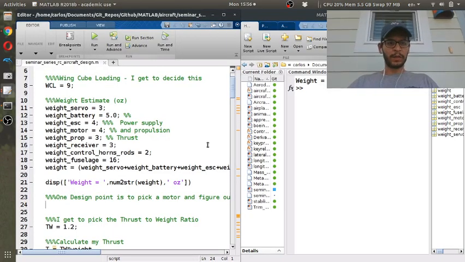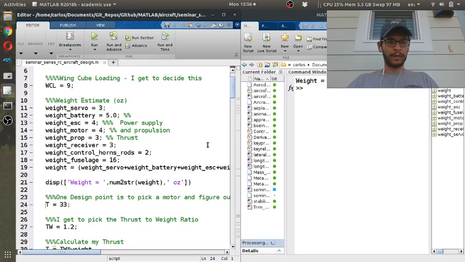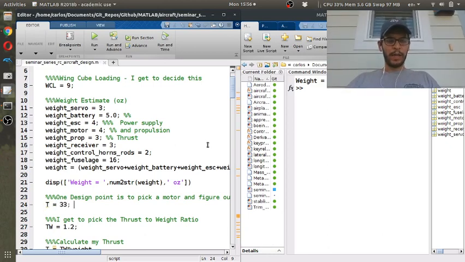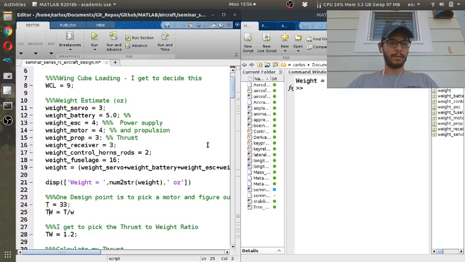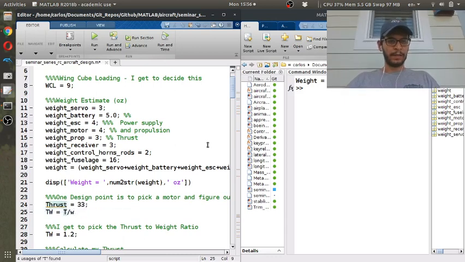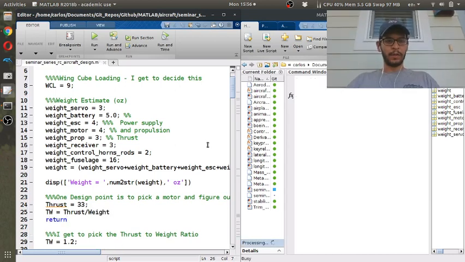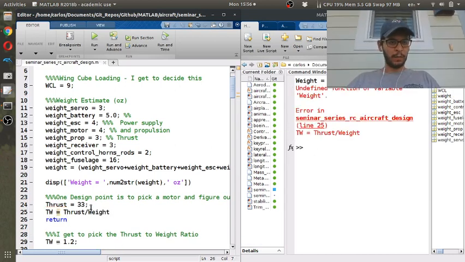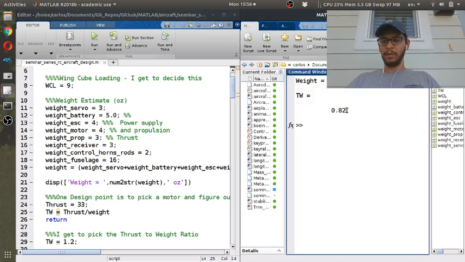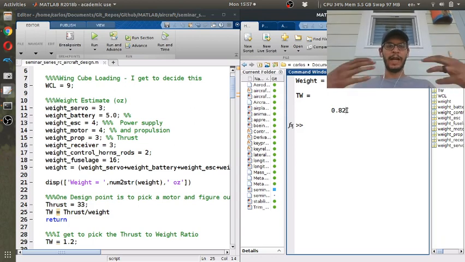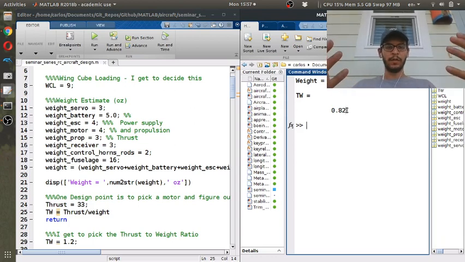Okay, folks, so it turns out that my thrust was 33 ounces. Again, if you choose the thrust value, you can then compute the thrust to weight ratio, which is thrust divided by weight, like this. Then I'm going to throw a return in here, and you can say, okay, there's my thrust to weight ratio of 82%. If that thrust to weight ratio is high enough for you, then you can move on.